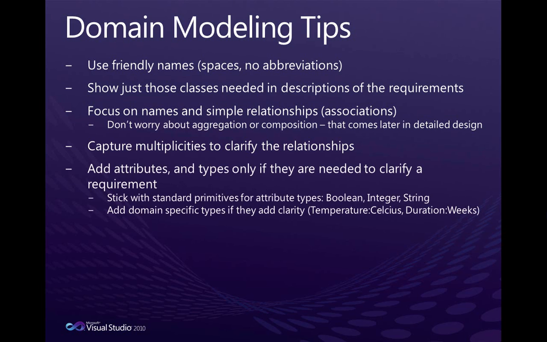Add attributes and types only if they're needed to clarify the requirements. Again, you're refining the requirements here. You're not trying to solve the problem yet. So add those attributes and stick with the standard primitives, booleans, strings, numbers, and then add domain-specific types only if they add clarity. So for example, I've got two here, temperatures in degrees Celsius or duration in terms of weeks. We want to capture what's in the mind of our client.